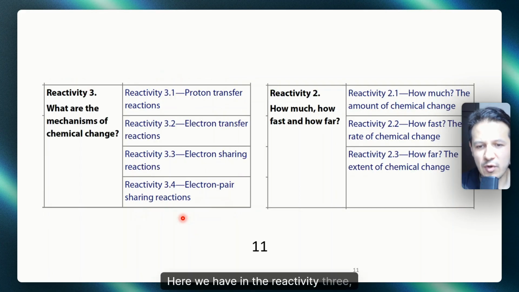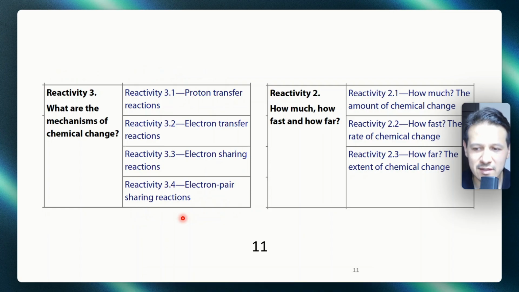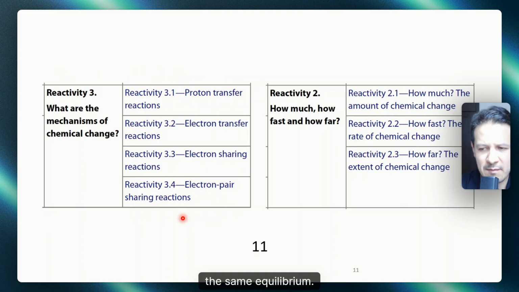Here in reactivity 2, we have how much, the amount of chemical change, and how fast, the rate of chemical change. So this is about equilibrium. This is about kinetics. This is about these two topics. How far is the extent of the chemical change? So this is just the higher level part of this part.